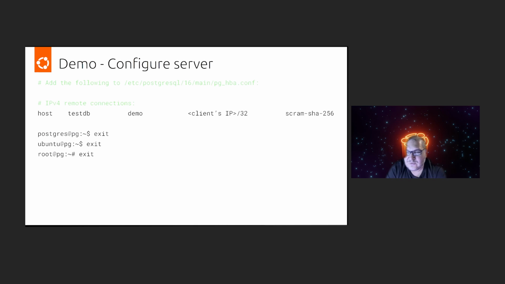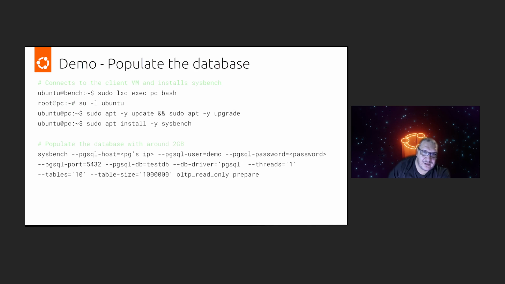We need as well to add the following line in the pg_hba.conf file, that acts like a firewall, let's say a database firewall in the context of Postgres, and we need to add this line to allow clients coming from our other VM to reach and to be accepted by this database. After doing all of this, we go to the client machine and we install Sysbench, the tool that we are going to use in order to simulate some traffic.